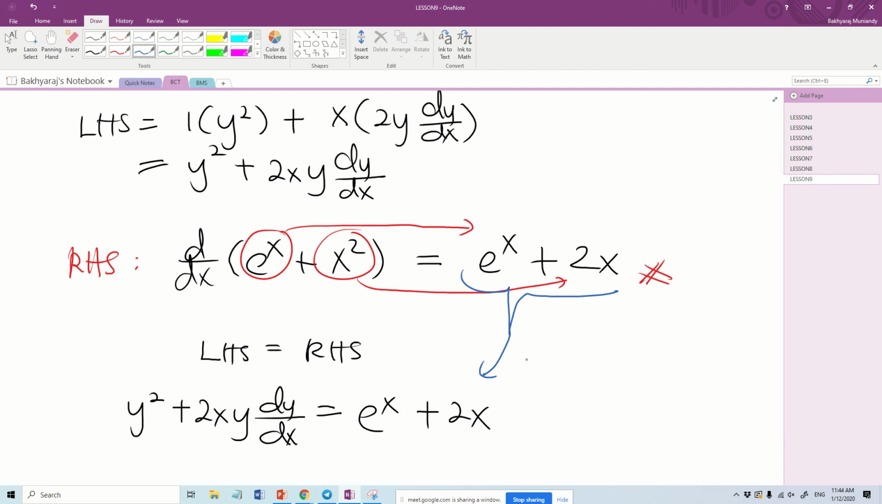Okay, now what I want actually? Dy dx. Correct. I want dy dx. Yes. Y square pindah sana, dia tolak. Very good. Okay, when you bring there, it become minus y square. Correct. Very good.